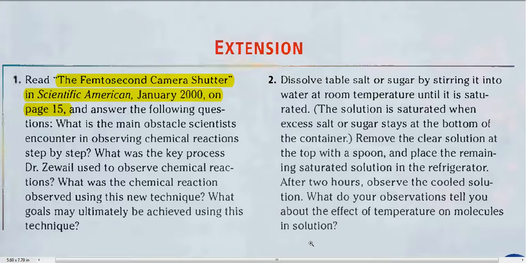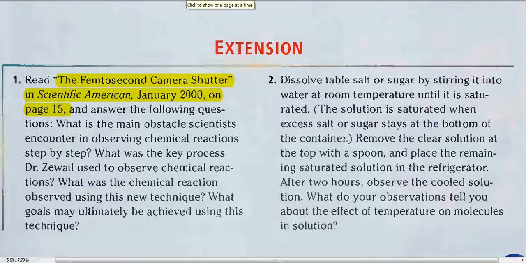Extension. 1. Read "The Femtosecond Camera Shutter" in Scientific American, January 2000, on page 15, and answer the following questions. What is the main obstacle scientists encounter in observing chemical reactions step by step? What was the key process Dr. Zewail used to observe chemical reactions? What was the chemical reaction observed using this new technique? What goals may ultimately be achieved using this technique?